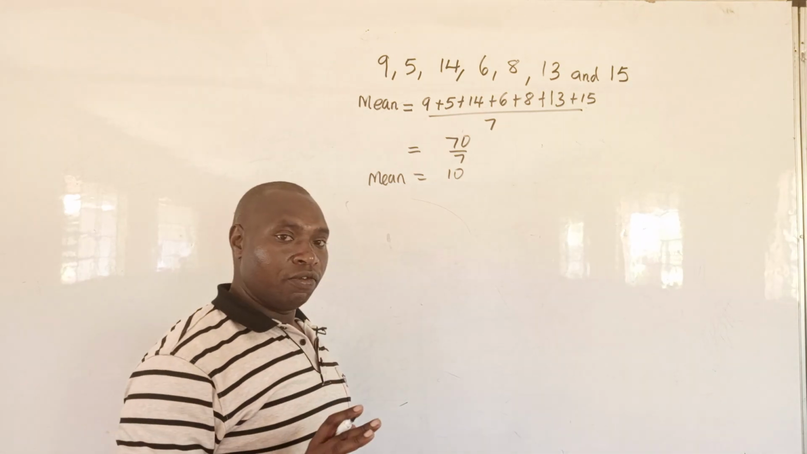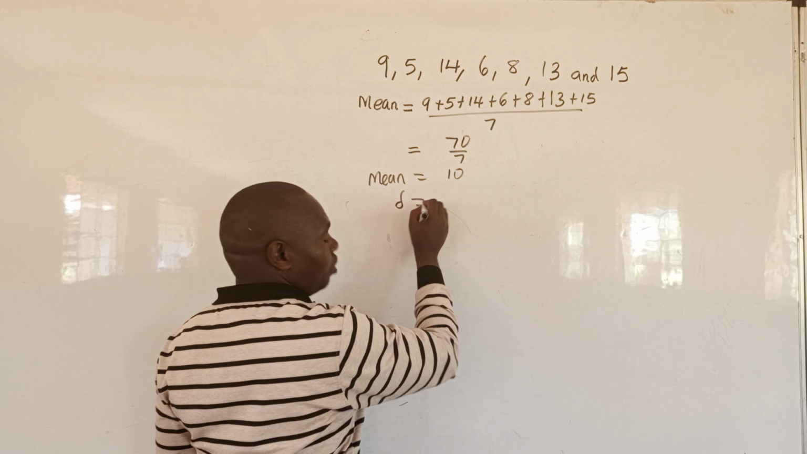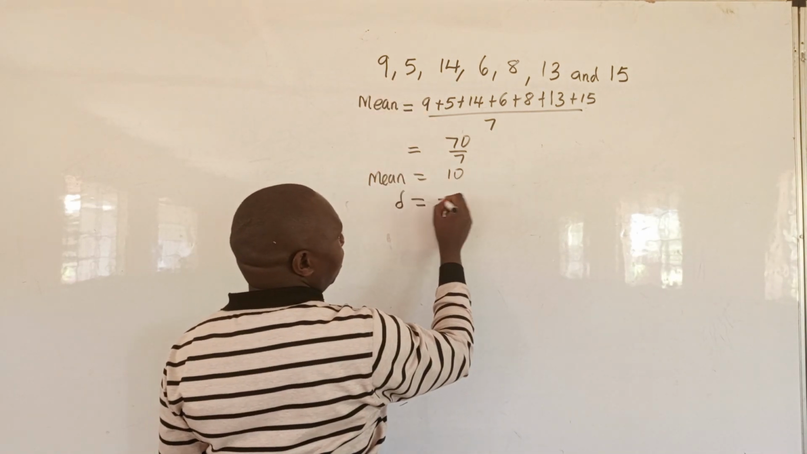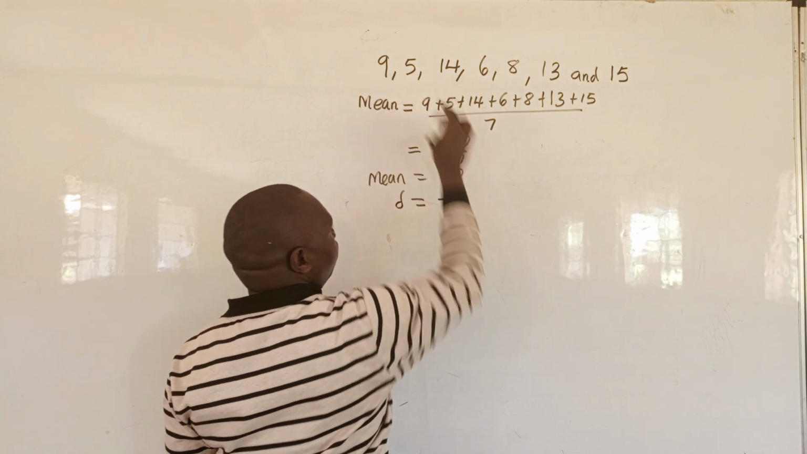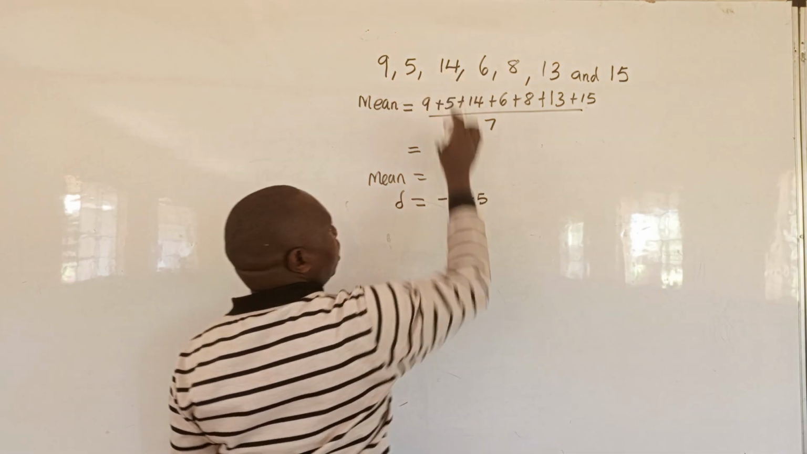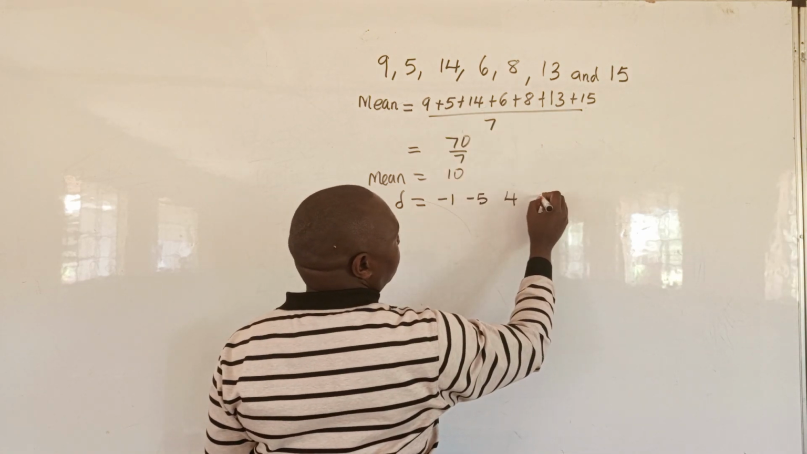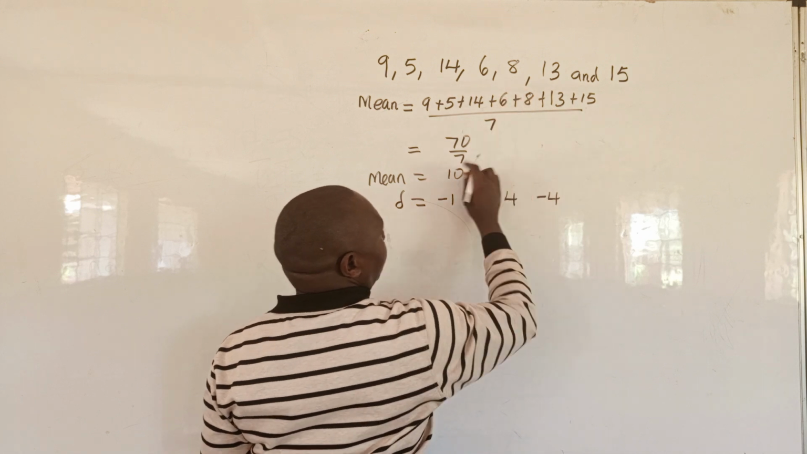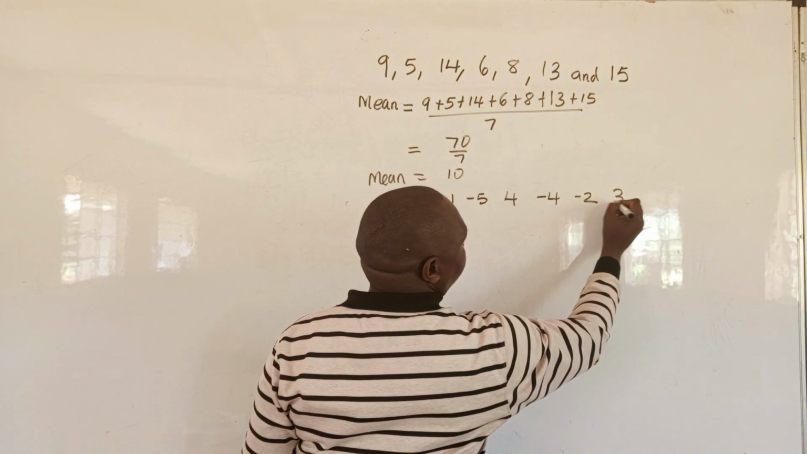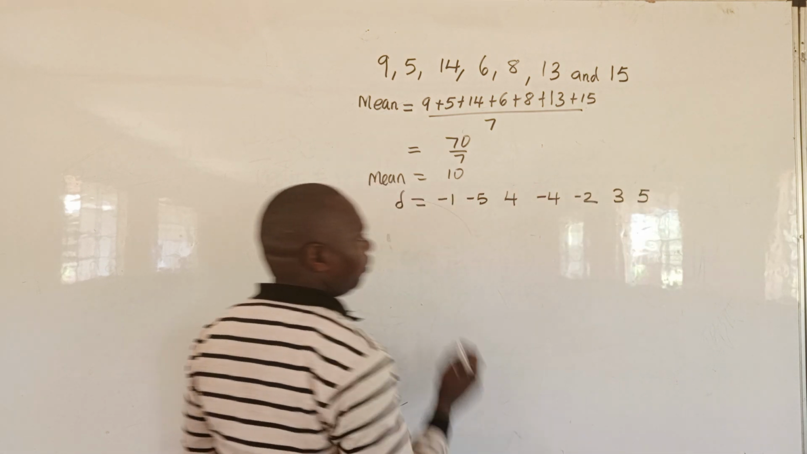Now, to get the deviation from the mean, it's expected that the candidates will introduce the deviations. That is 9 minus 10 gives negative 1, 5 minus 10 gives negative 5, 14 minus 10 is positive 4, 6 minus 10 is negative 4, 8 minus 10 is negative 2, 13 minus 10 is positive 3, and 15 minus 10 is positive 5.